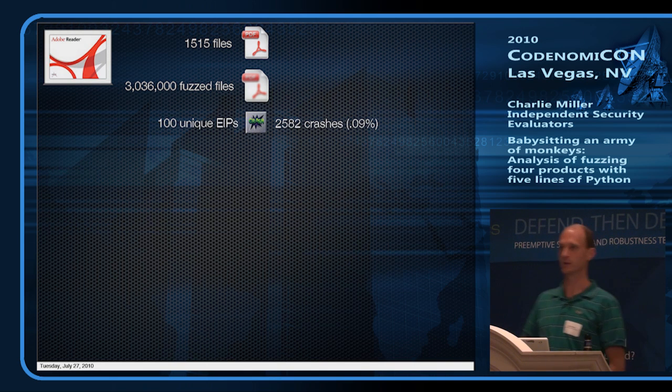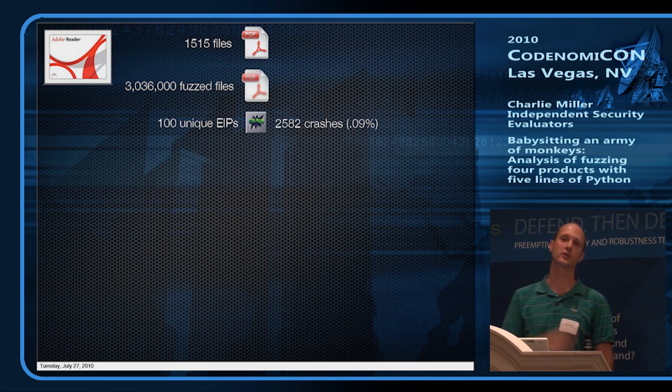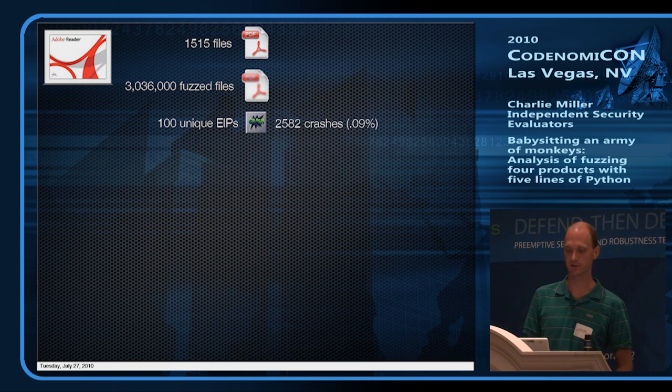Run this through, of course, I get a bunch of crashes. Even though, remember, this is the most dumb fuzzing in the world, so it was really surprising that you see so many crashes. So they crashed, and I would record what instruction pointer it crashed at. So there were 100 different instruction pointers that it crashed, and those 100 happened in 2,500 different crashes. And so less than 0.1% of the files I tried actually crashed. So, that's okay.